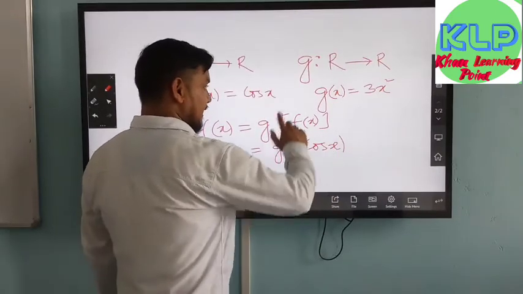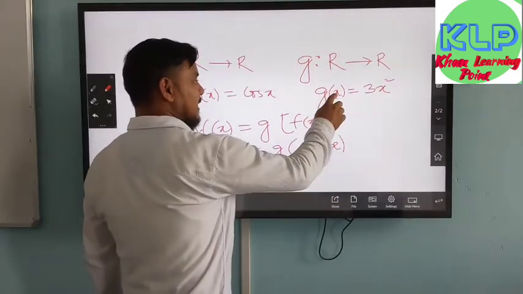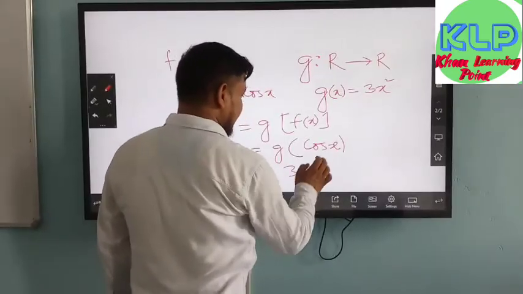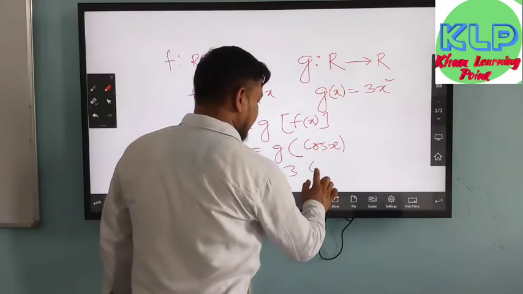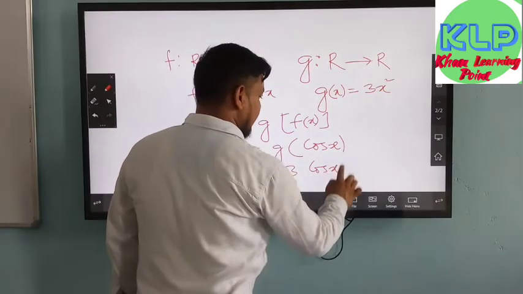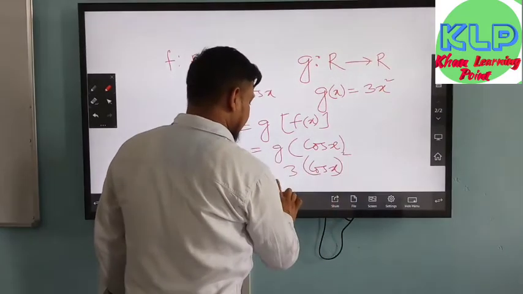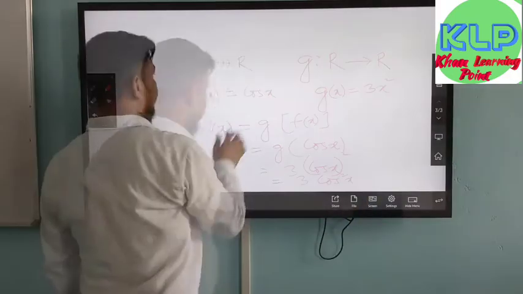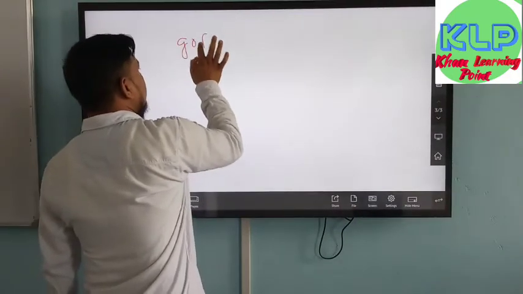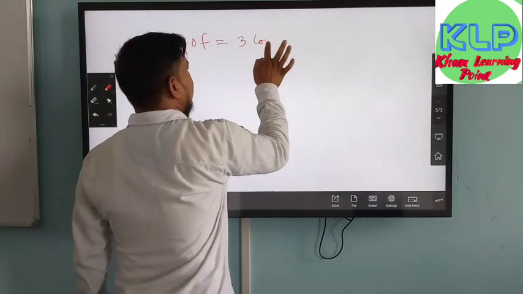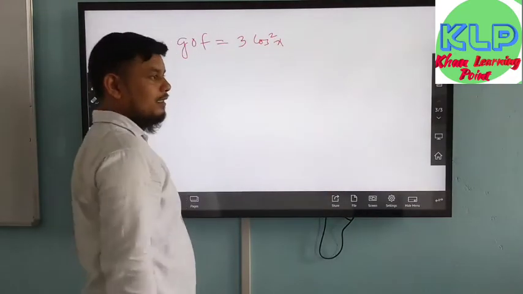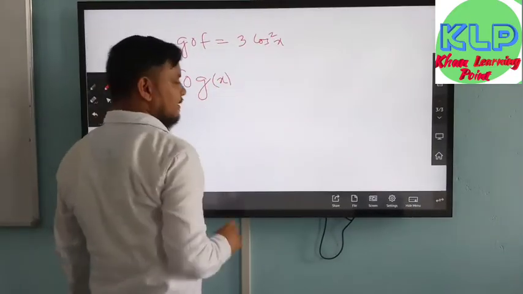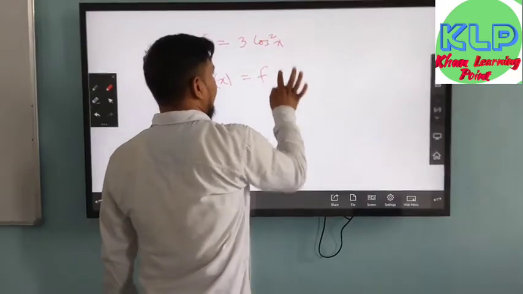Now g of cos x. Now you see the definition of g, in place of x, just replace it by cos x. Here 3x square. In place of x, we will write cos x. That is cos x whole square. That is 3 cos square x. This is what? That is gof is equal to 3 cos square x. Now fog x, that is f of g x.